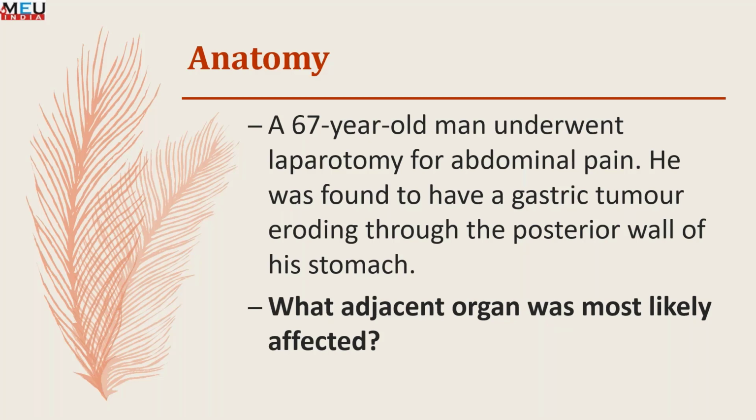laparotomy for abdominal pain, and he was found to have a gastric tumor eroding through the posterior wall of his stomach. So what adjacent organ was most likely affected? So it's the same question, but you are now talking about a person with a tumor which is going through the posterior wall, and if the student knows what the structures behind the stomach are, he will know what organ is going to be affected.